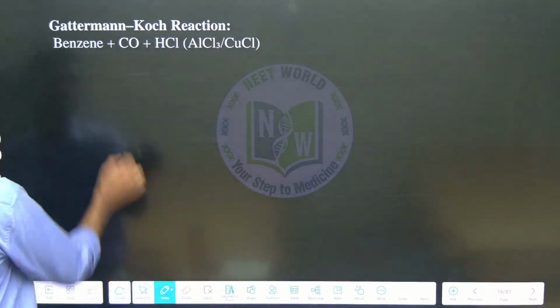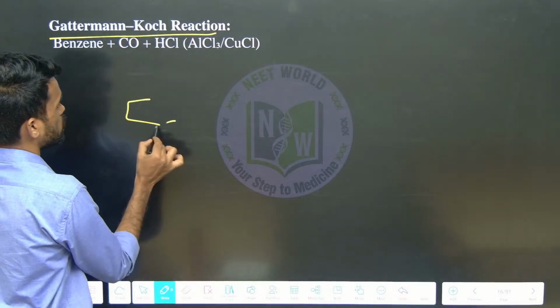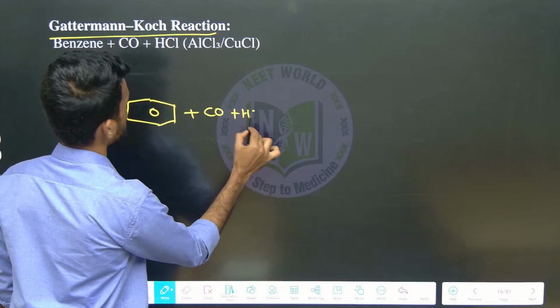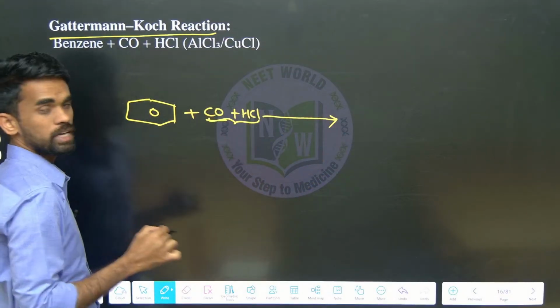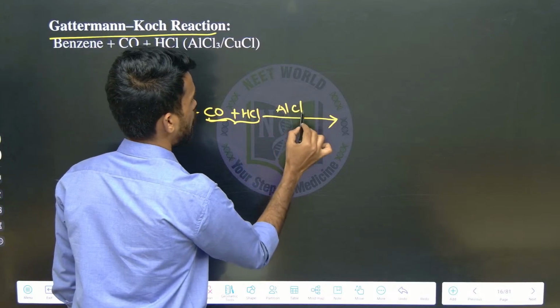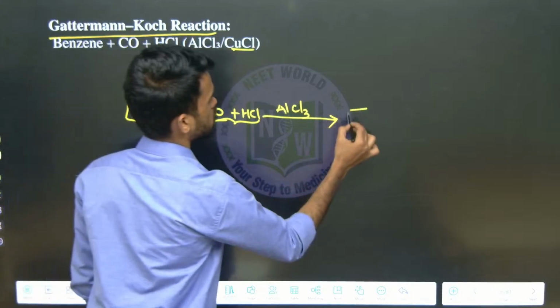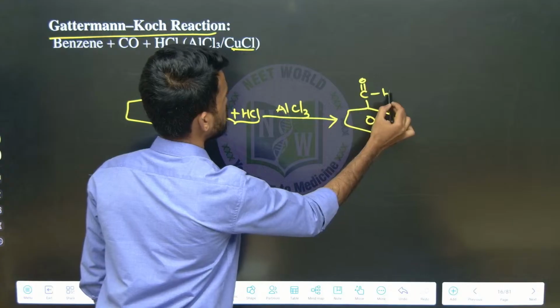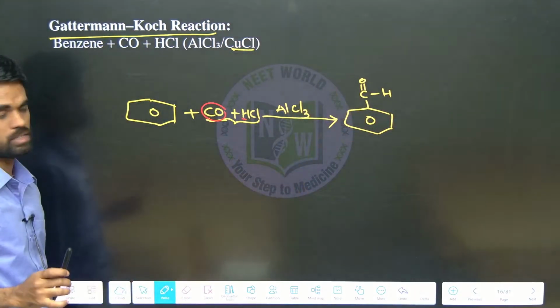Next, Gattermann-Koch reaction. So what is this Gattermann-Koch reaction? Benzene reacts with carbon monoxide in the presence of HCl, like CO plus HCl, in the presence of anhydrous AlCl3, or you can also use CuCl. So it gives you benzaldehyde, the aldehydic product. See, this carbonyl group and this hydrogen, you can form a product like this.